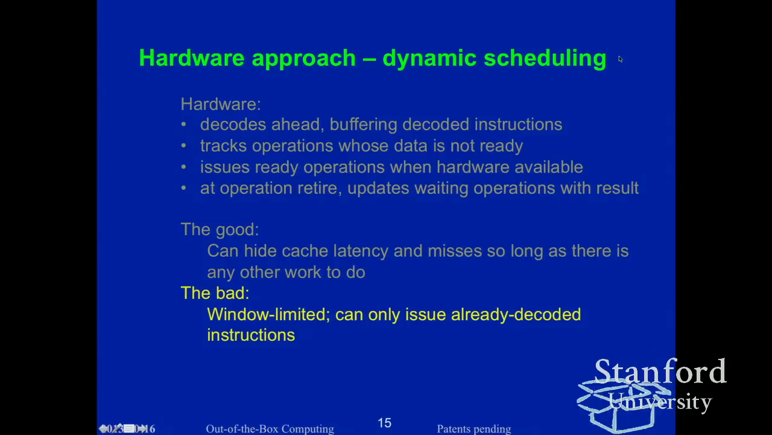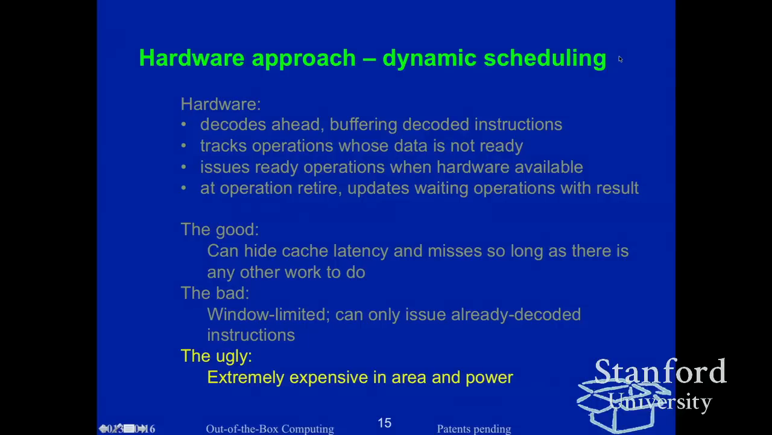The bad of it is that it's got this narrow window. That instruction buffer is not very big. It can't be made very big for power and performance reasons. And it can only find operations to execute which have been decoded and are sitting in that buffer. There may be other operations in the program that it could have issued while it was waiting for the data, but it can't because they're not in the buffer. The truly horrible thing about it, however, is that it's extraordinarily expensive in area and power.